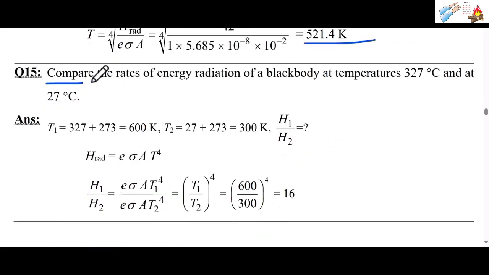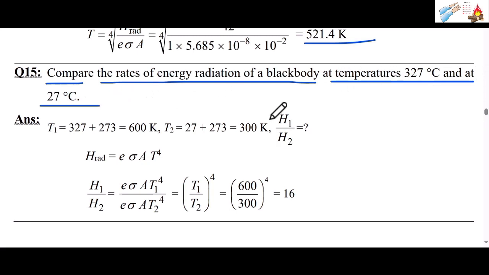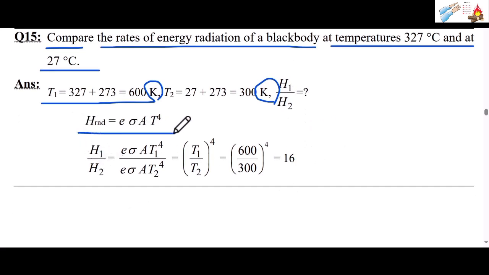Question number 15. Compare the rate of energy radiation of a black body at a temperature of 327 degrees Celsius and one at 27 degrees Celsius. Let the first be T1 and the second T2. T1 is 327 plus 273, that is 600 Kelvin, and T2 is 300 Kelvin. H radiation is e sigma A T^4, so H1 over H2 is T1^4 over T2^4, which is 16.